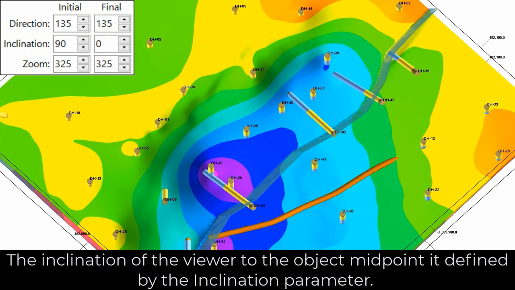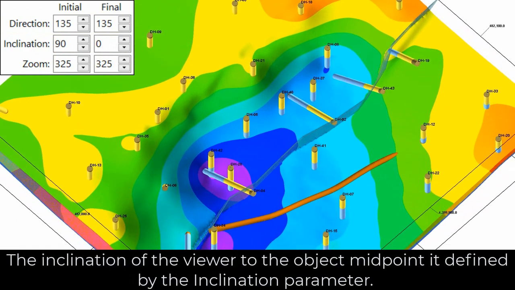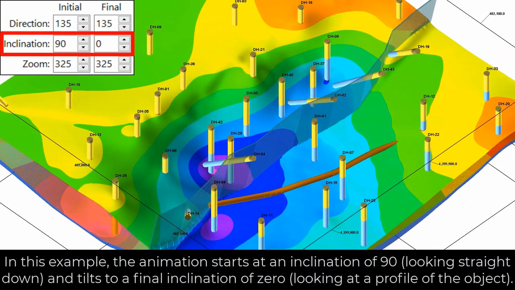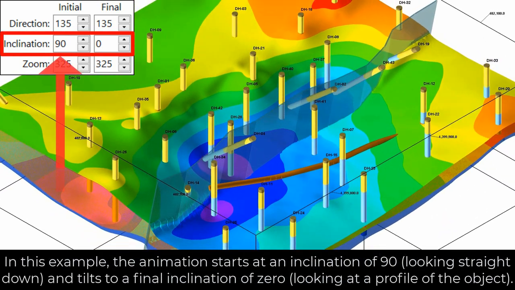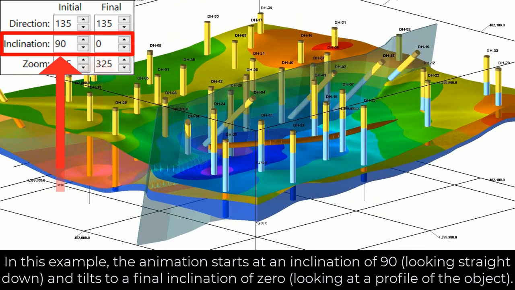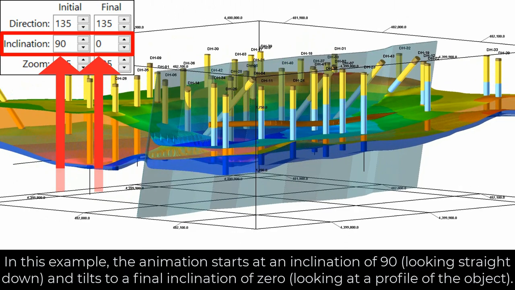The inclination of the viewer to the object midpoint is defined by the inclination parameter. In this example, the animation starts at an inclination of 90, looking straight down, and tilts to a final inclination of 0, looking at a profile of the object.